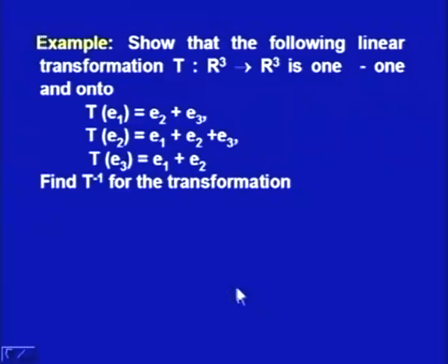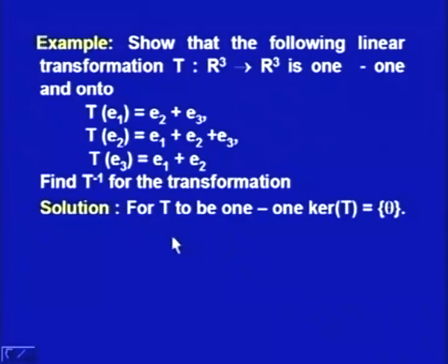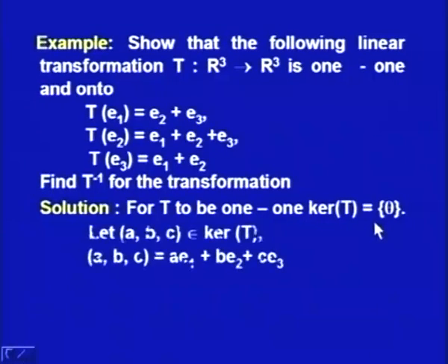Now, in this example, we will show that the given linear transformation is 1-1 and onto, and if it is 1-1 and onto, then we will find its inverse also. To start with, for T to be 1-1, its kernel should be theta. That is how we prove that T is a 1-1 transformation. So, let us consider an element ABC belonging to kernel T. We will prove that ABC actually has to be 0 if it has to belong to kernel T, and only then T inverse may exist.